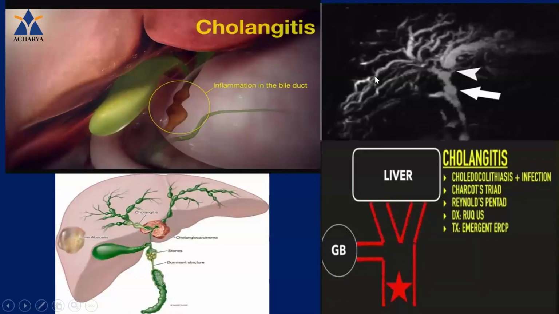So next one is cholangitis. Cholangitis means stones in the common bile duct, then infections also. You can see in the MRCP sequence that stones are there and infections also are there. The remedy is emergency ERCP, where the doctors remove these stones, which become very clear. That's the method of removing stones, ERCP.